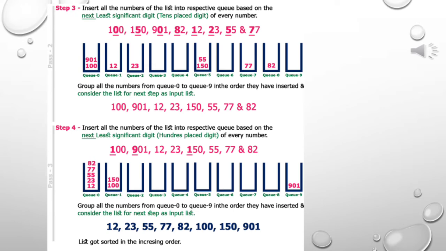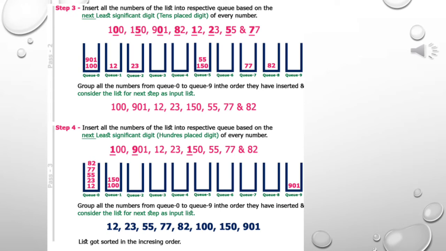Here, coming to step 3, insert all the numbers of the list into respective queue based on the next least significant digit of every number. Here, the least significant digit means the digit placed in the tens place. In step 2, the least significant digit is in ones place. Here, it is in tens place.